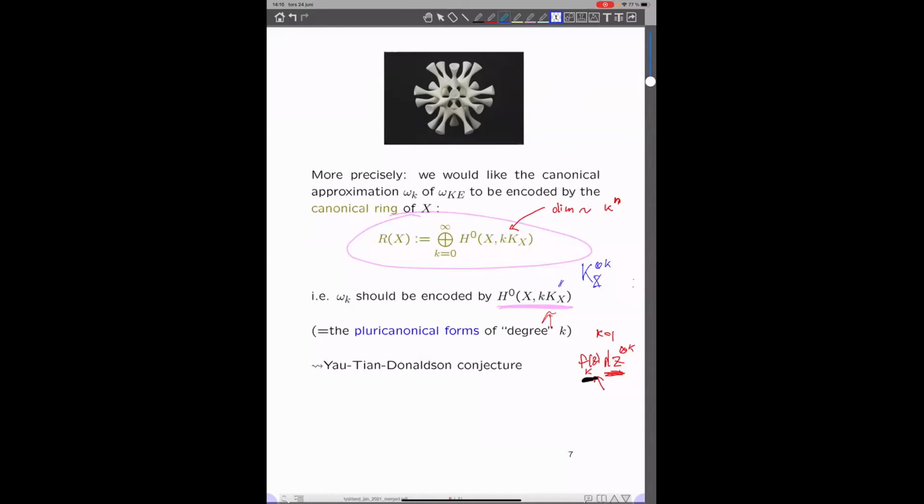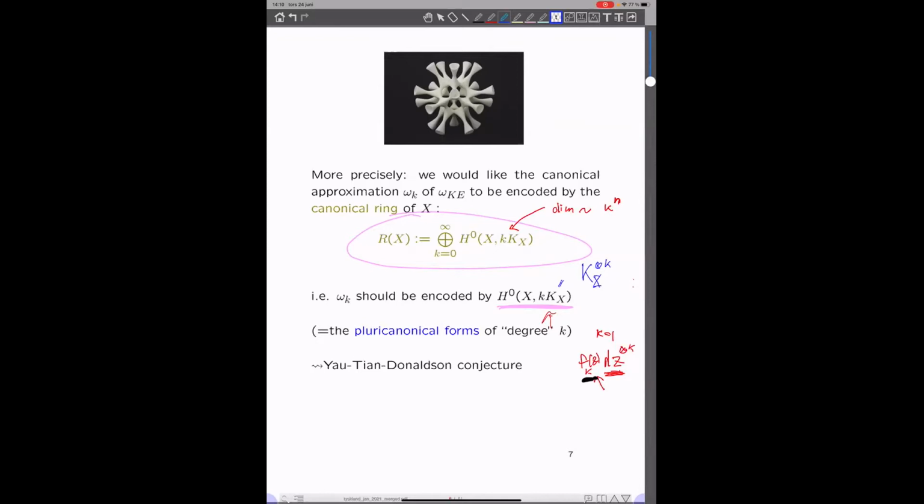And the condition that K_X is positive actually means precisely that I can embed X in such a way that I can identify this space at level k with just polynomials of degree k. And then when you form this ring, this is just a standard polynomial ring. But the point is that you can really define it abstractly in this way, so it's canonically attached to X. Okay, and that's the sort of algebraic structure of X.